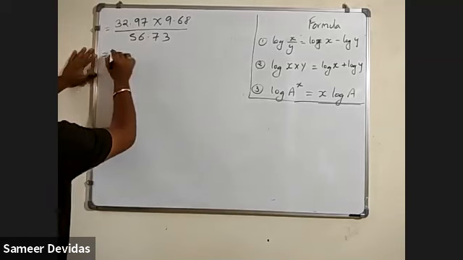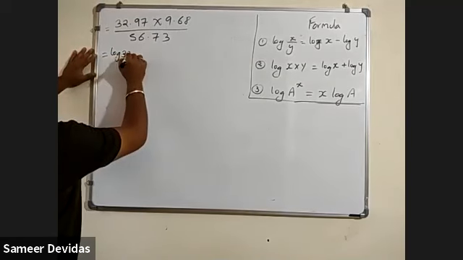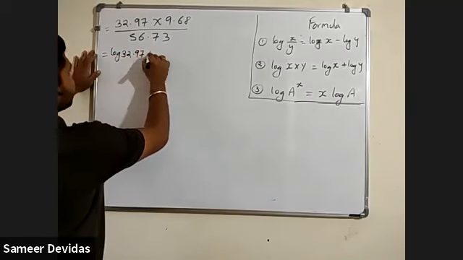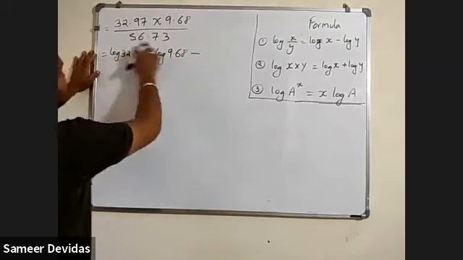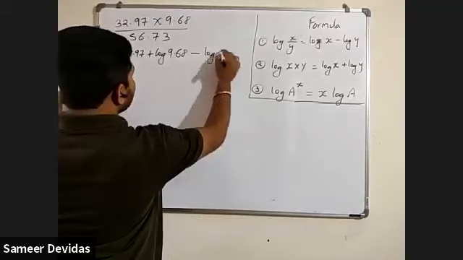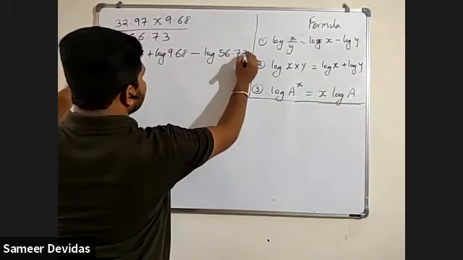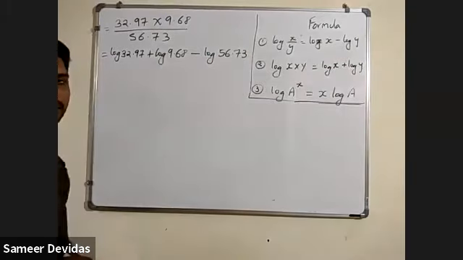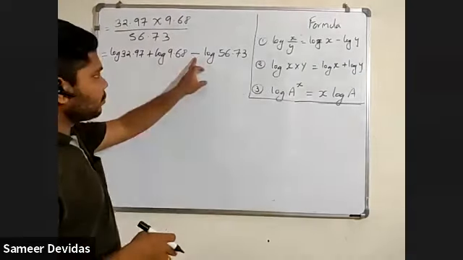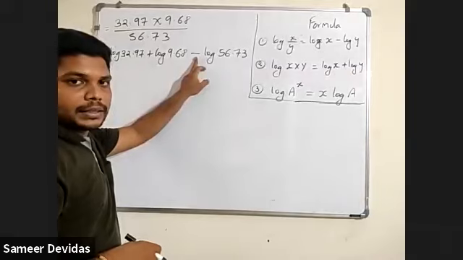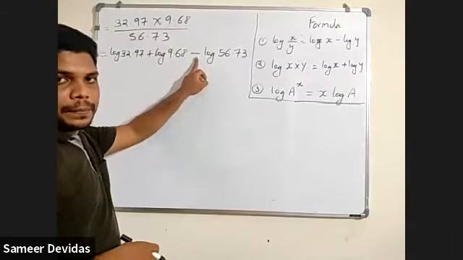So it is log 32.97 plus log 9.68 minus log 56.73. Understood? Whatever division, if you take it as a log, it will become a minus. Is this clear? Yes, sir.